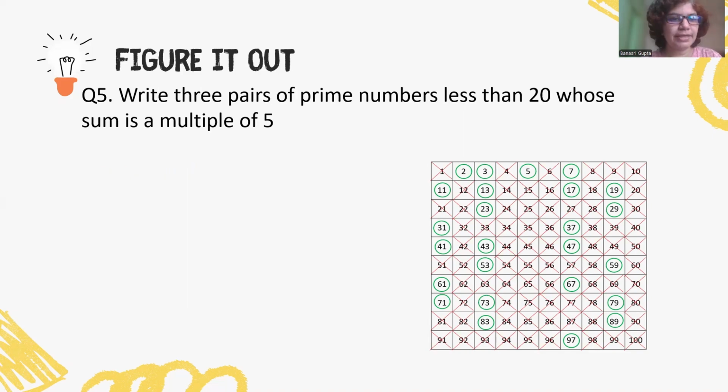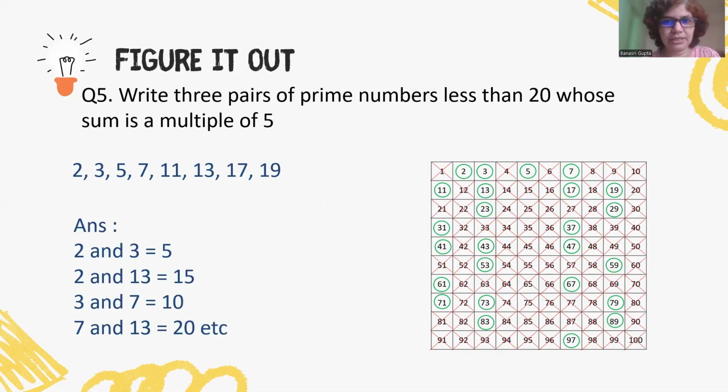Fifth question is, write 3 pairs of prime numbers less than 20 whose sum is a multiple of 5. Let us list out all the prime numbers less than 20. Now we can see which combination yields a multiple of 5. 2 and 3, similarly 2 and 13, 3 and 7, 7 and 13. There are a few more. You can try to find them.